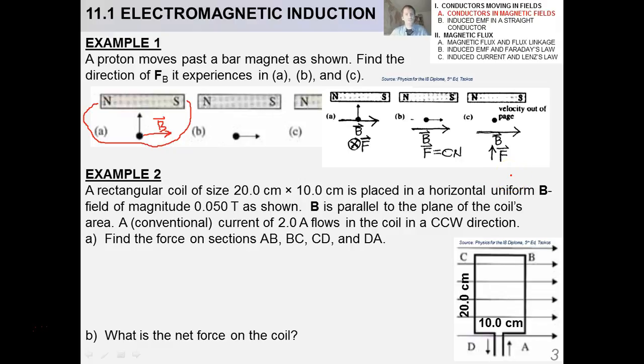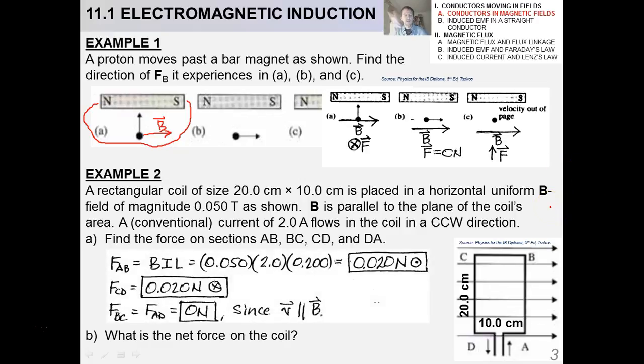Okay, now this one's more interesting. I'm going to start example 2 here, and then I'm going to continue example 2 later in the next video, okay? So I have a rectangular coil, 20 by 10 centimeters, and I place it in a uniform magnetic field with a known magnitude. So B is parallel to the plane of the coil's area. A conventional current of 2 amps flows in the coil in a clockwise direction. Find the force on sections AB, BC, CD, and DA, okay?